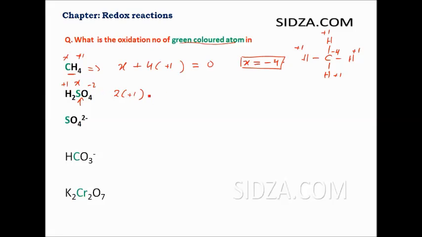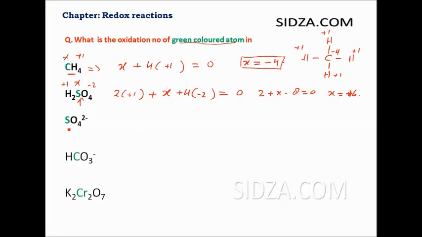So 2 into +1, then plus sulfur, let's say that's X, this is what I want to find, plus 4 oxygen atoms, and the oxidation state of the oxygen is -2. The charge on the whole molecule, the H2SO4 is a neutral molecule, right? So that is 0. Correct? So this will be 2 plus X minus 8 equals 0. So the X will be +8 minus 2, this is +6. It will be the +6.